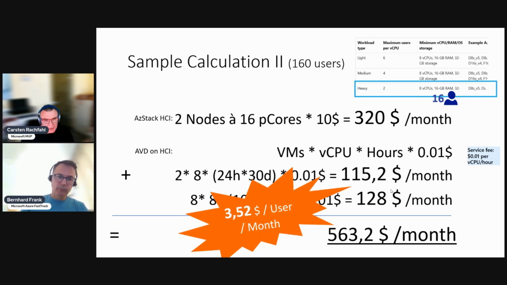You can also shut down the Azure Stack HCI cluster if you really want to save money, because I think it's also calculated by day, the counters. We're not quite sure, but maybe you can save something there too.